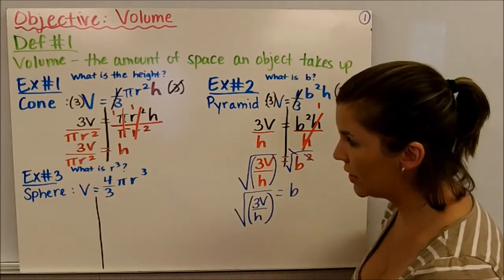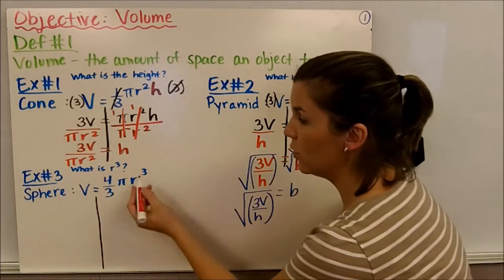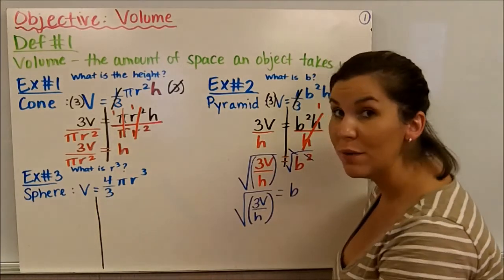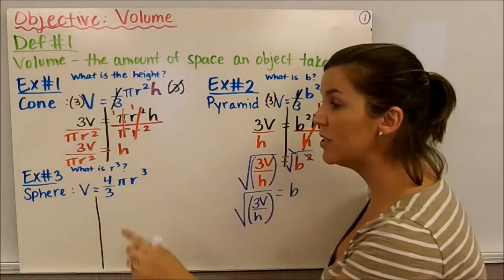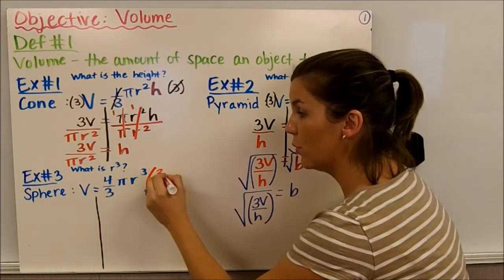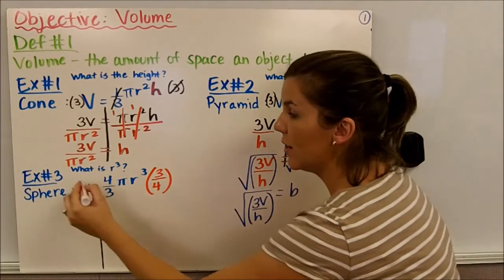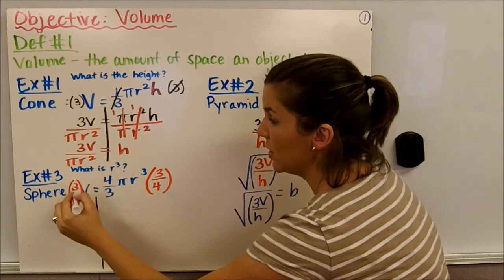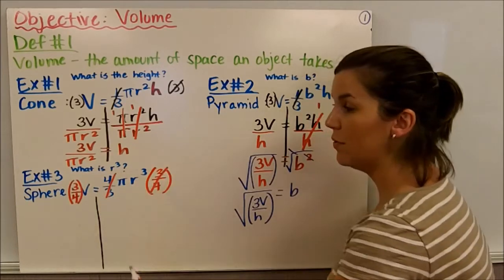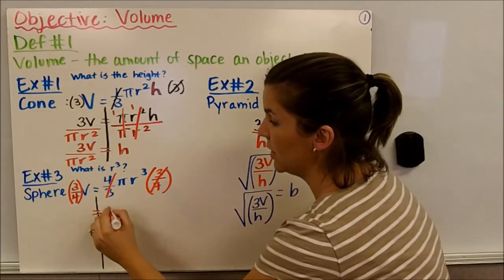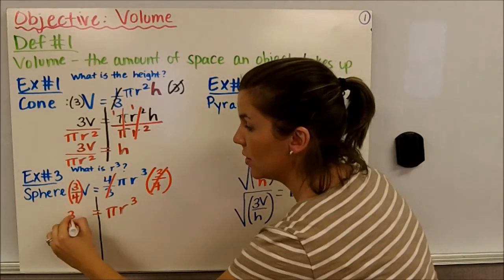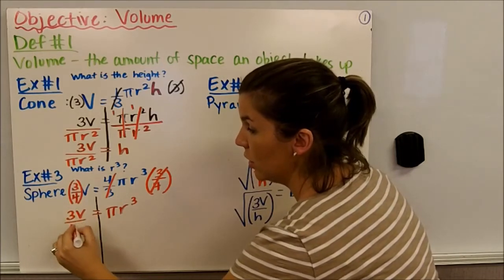Example number 3. What is r to the 3rd power? So we just want to isolate r to the 3rd power. Here again I have a fraction and I want to get rid of the fraction, so I'm going to multiply by its reciprocal. The reciprocal means you just flip the fraction upside down. So 3 over 4. You're multiplying both sides by 3 over 4. 4/3 times 3/4 is 1. Those cancel out. Pi r cubed is left on the right side. And 3/4 v is 3v over 4.